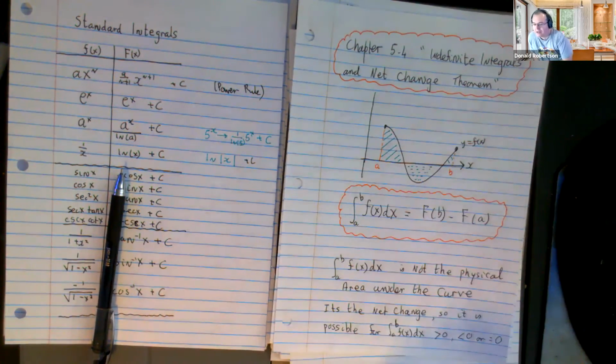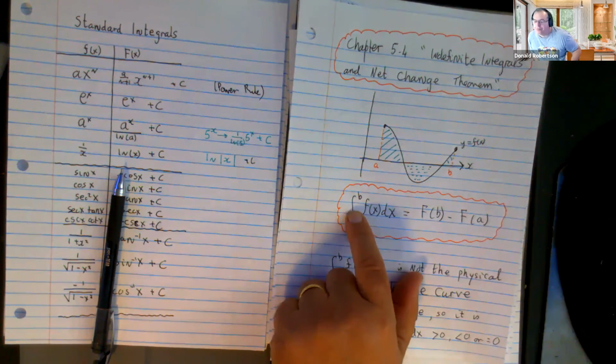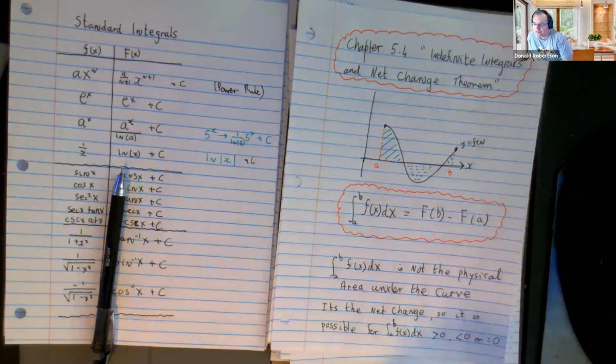So what I was saying is, look, it is possible, isn't it, for the answer to one of these integrals to be 0. It doesn't mean there's no shape there. It just means the bit that's above is exactly the same size as the bit that's below the x-axis. And that's why it's called the net change.